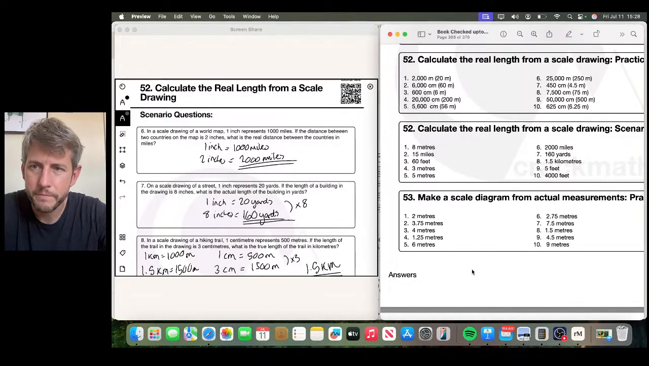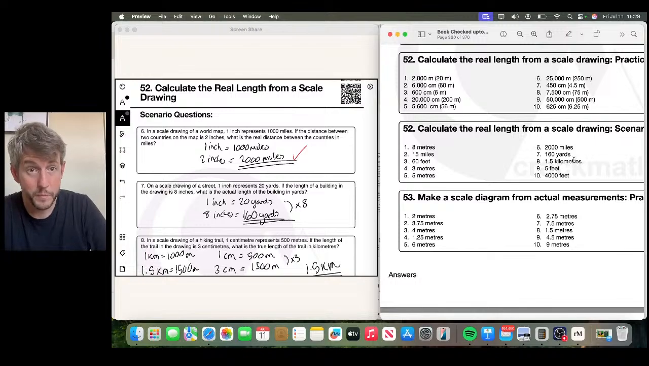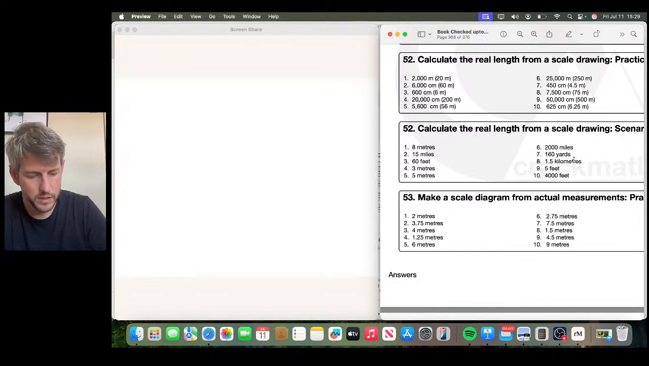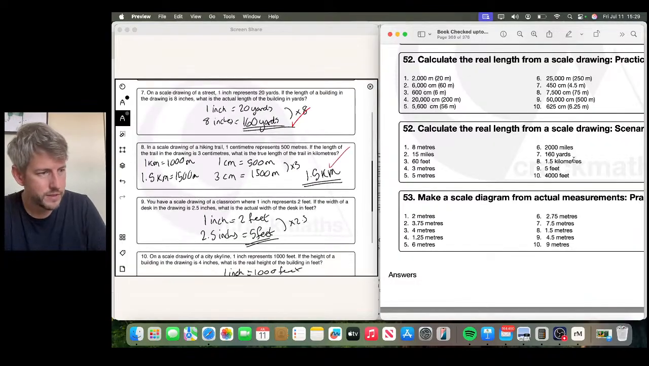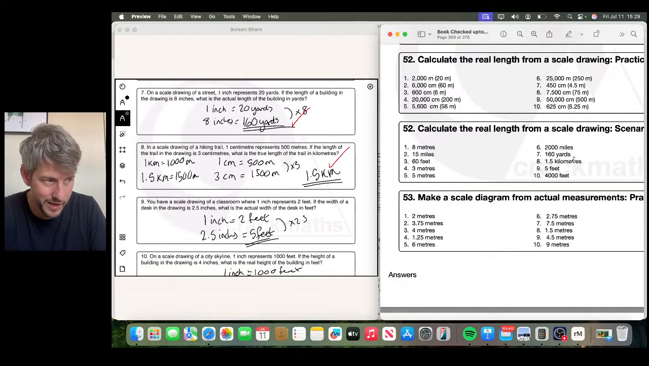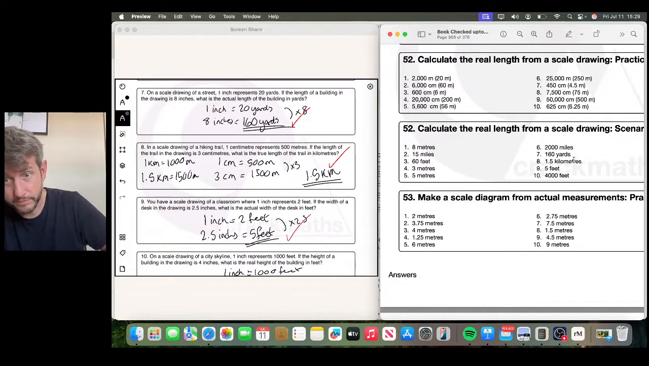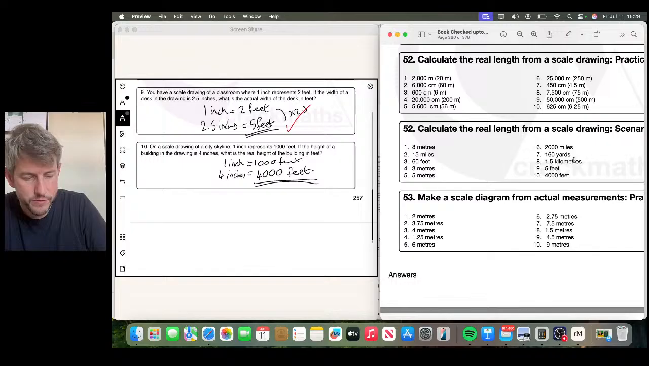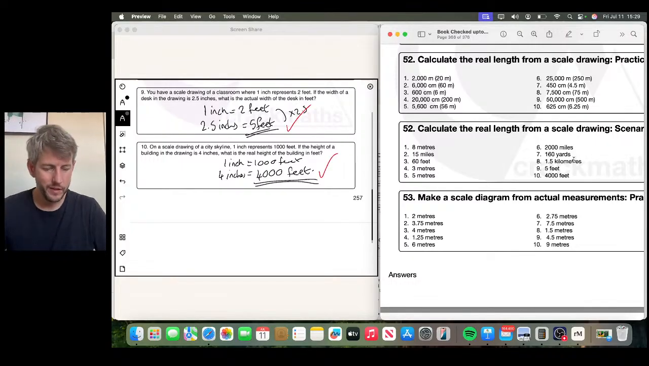Let's move this here. Okay, so the answers for questions 7 to 10: 160 yards, 1.5 kilometres, 5 feet, 4,000 feet. Okay, great.